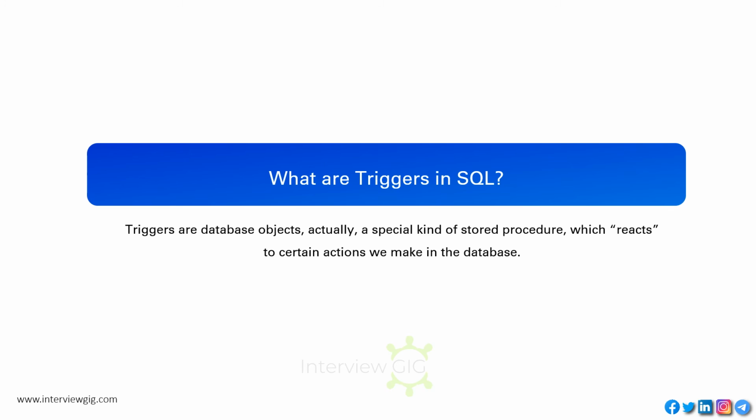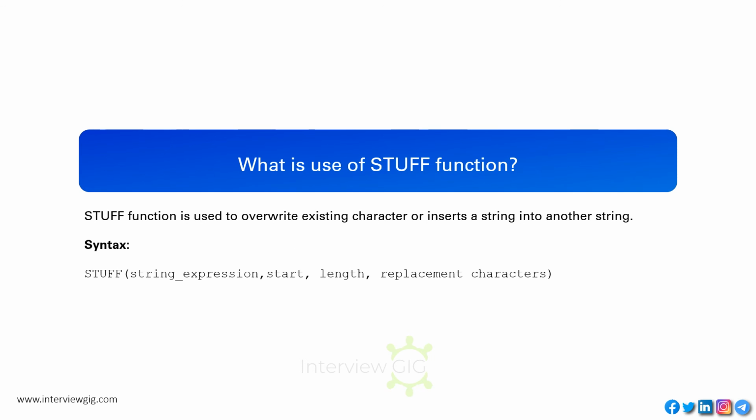What are triggers in SQL? Triggers are database objects, actually a special kind of stored procedure, which reacts to certain actions we make in the database. What is the use of the STUFF function? The STUFF function is used to overwrite existing characters or insert a string into another string. Syntax: STUFF(string_expression, start, length, replacement_characters).